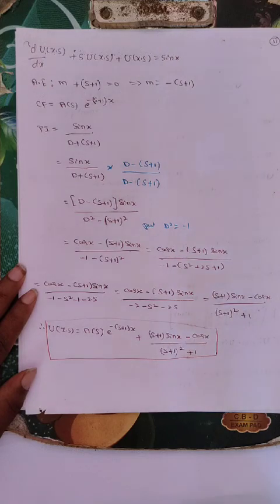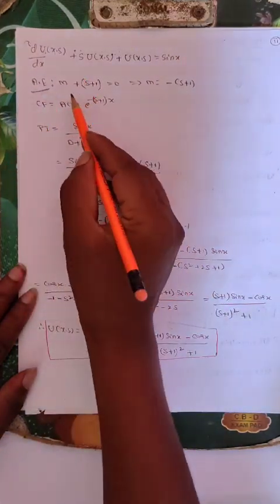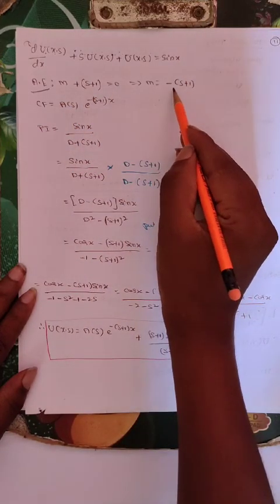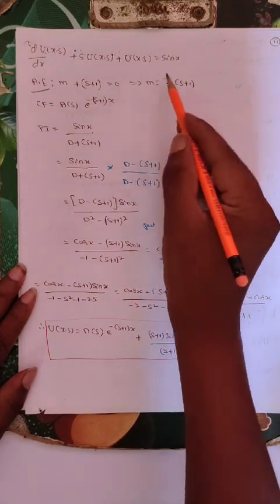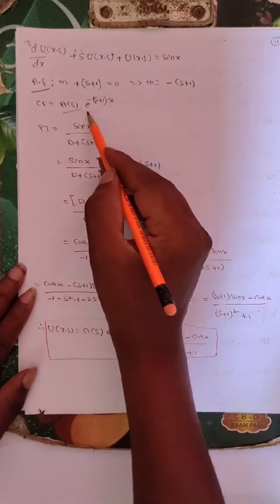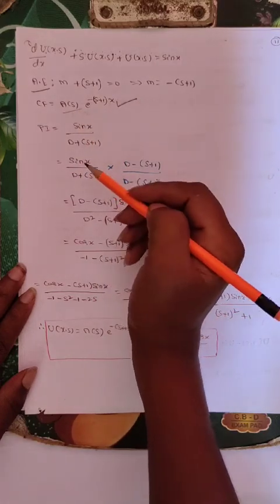To find the complementary solution, let us write the auxiliary equation m + s + 1 = 0. So m = -(s + 1). So the complementary solution is A(s), a constant, times e to the power -(s + 1)x. So this is the complementary solution.